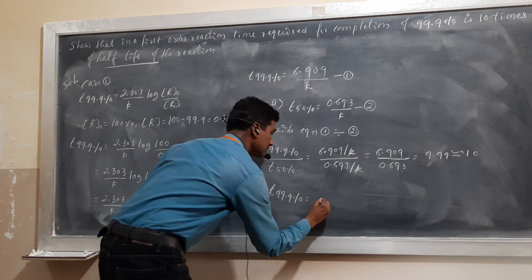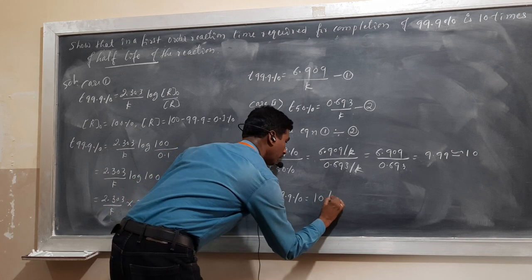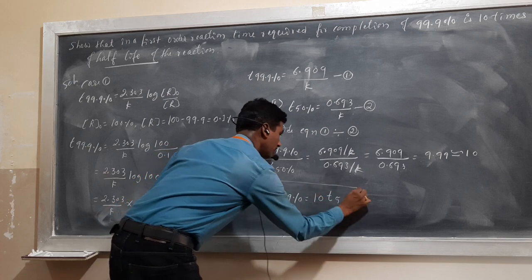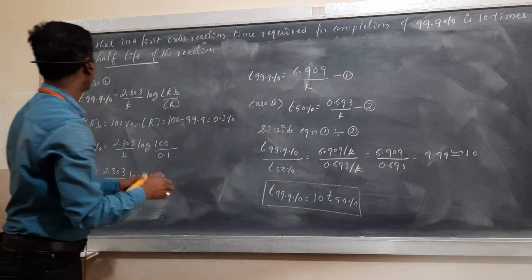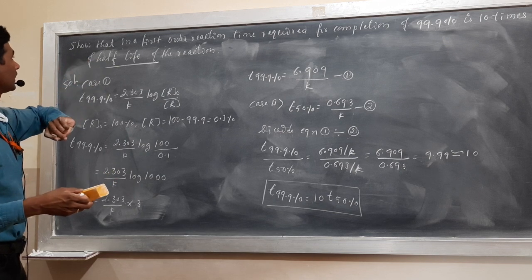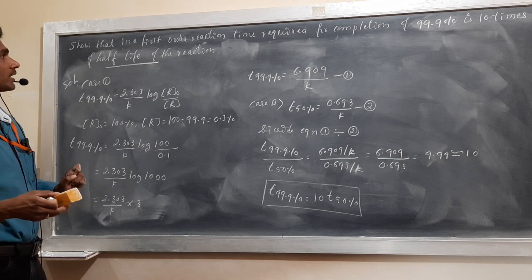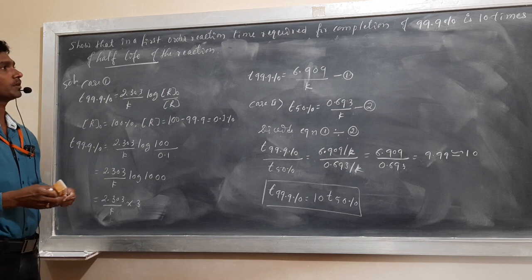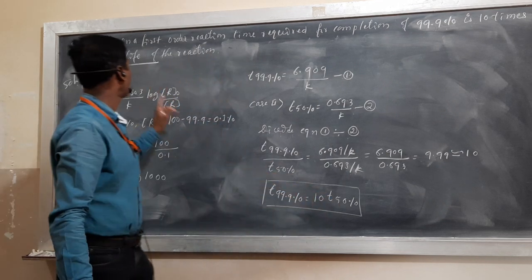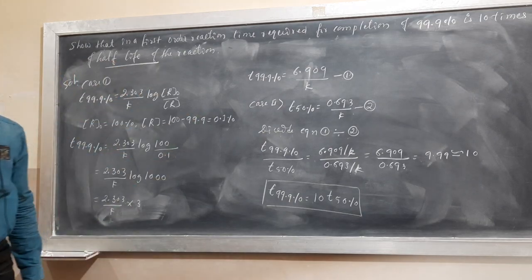99.9% is 10 times of what? The time required for the 50% of the reaction. So this is the second example to show that in a first order reaction the time required for completion of 99.9% is 10 times of the time required for the half-life of the reaction.